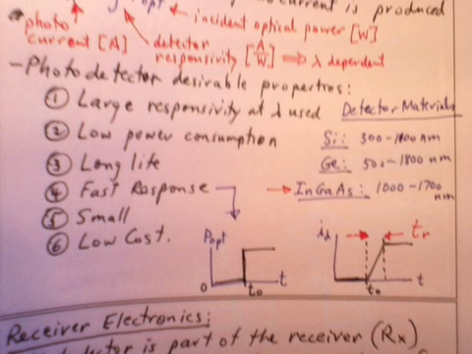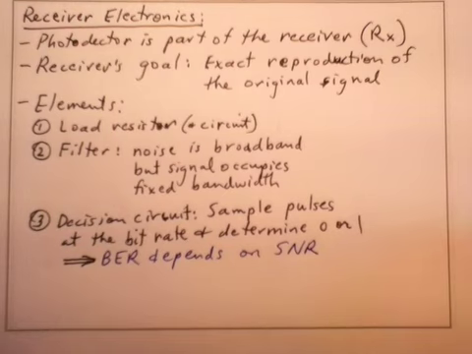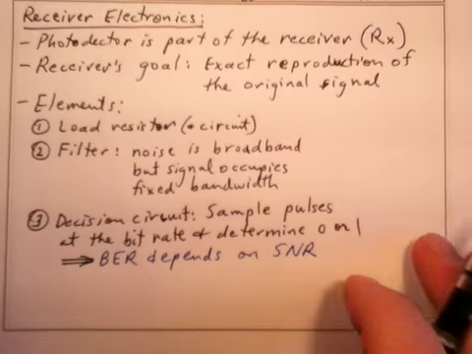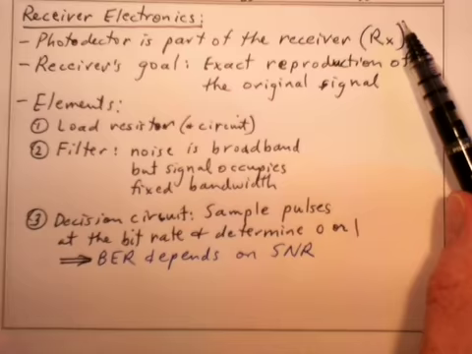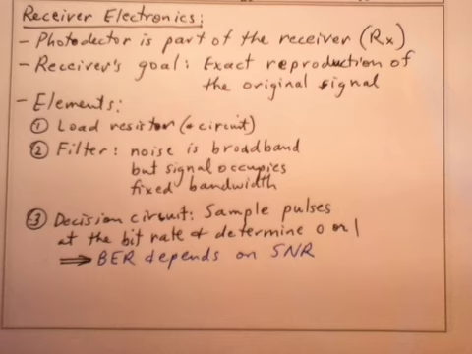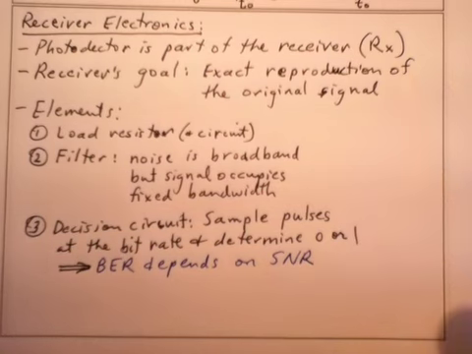The detector is only one part of the receiver, though, and so we've got receiver electronics that we have to consider, and we'll just do an overview. The photodetector is part of the receiver. We're abbreviating the receiver with the abbreviation RX for receiver.